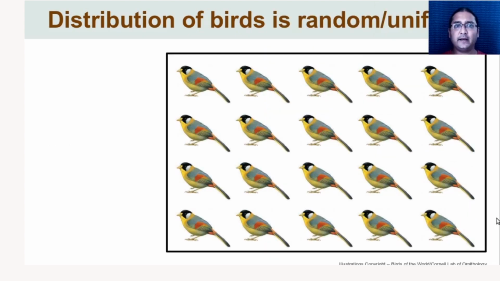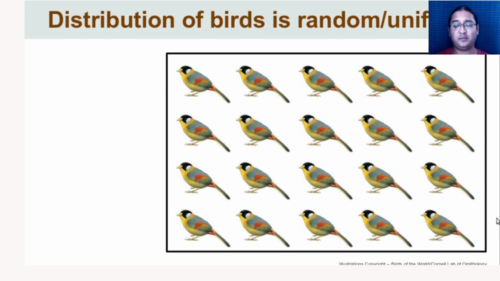Let's assume that you go into a habitat, and in this habitat, the distribution of birds is random or uniform. If you're looking at this study area from the top, just imagine a square area of the forest or habitat seen from above. Let's assume that the distribution of birds is uniform. The density of birds, or the population size, is pretty much uniform throughout the habitat.